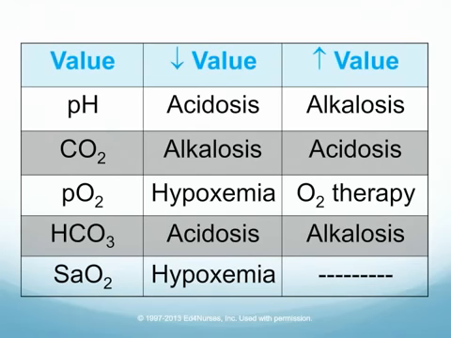When our PO2 is less than 80, we have hypoxemia. Greater than 100 only happens when somebody is on oxygen therapy. So we're going to anticipate that the person is on oxygen therapy if our O2 is greater than 100. Oxygen saturation less than 95% indicates hypoxemia, and of course you can't have a higher than 100% oxygen saturation.